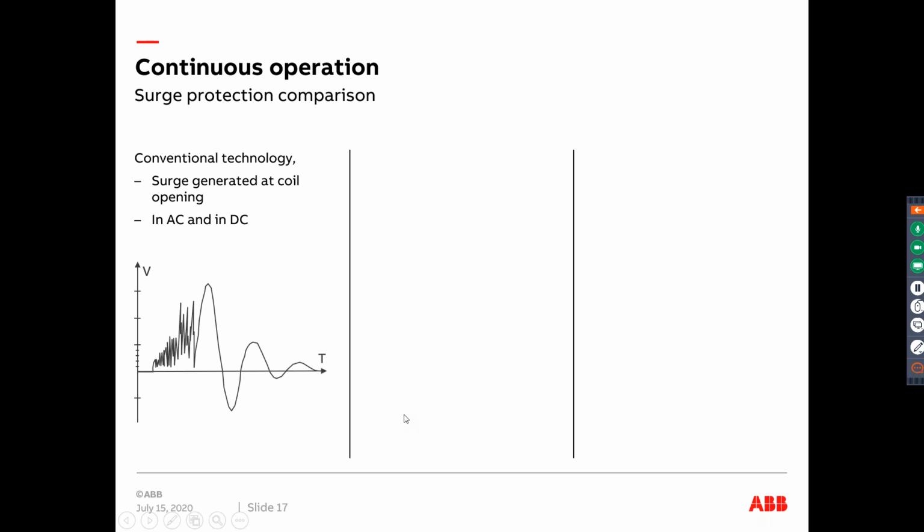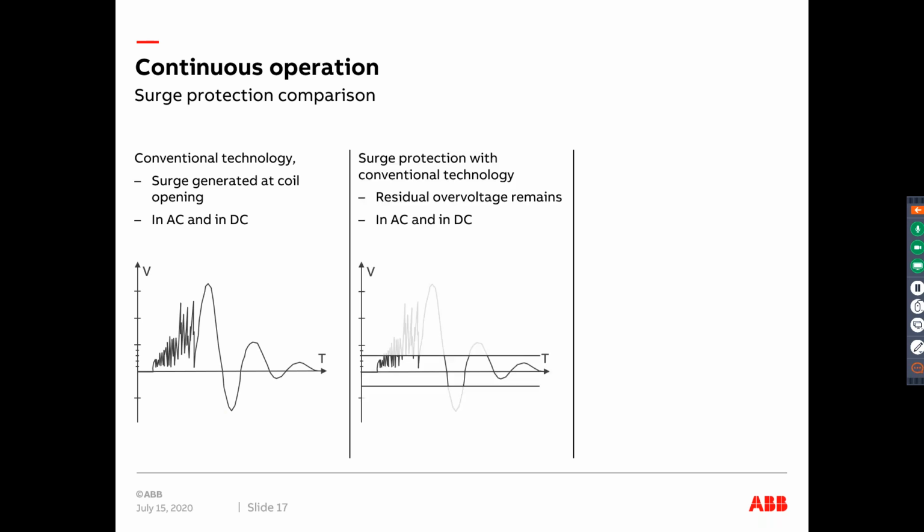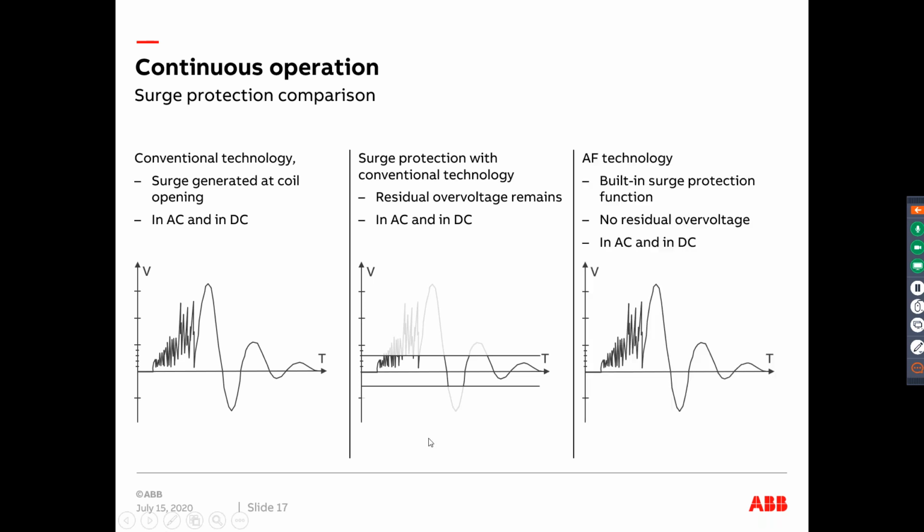This is one example, from an oscilloscope. This graph is of a 42 volt, 50 hertz coil, and this is the surge which is created. The peak is around 3,500 volts. With the conventional technology, it used to clip the peaks, but the residual overvoltage would still remain, either AC or DC. But with the AF technology, it has almost been eliminated.